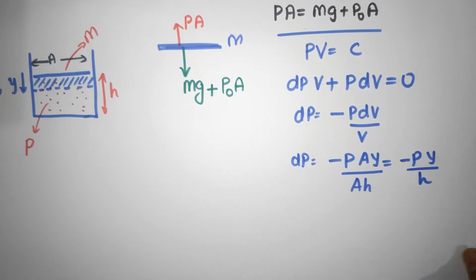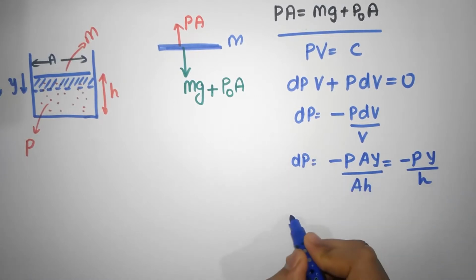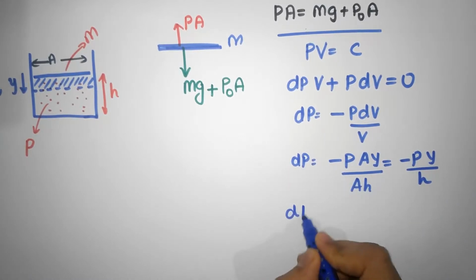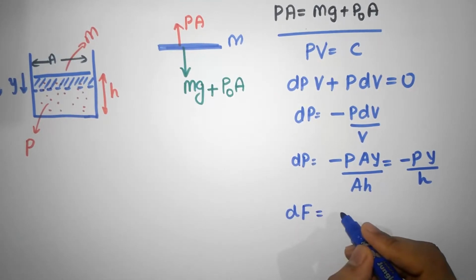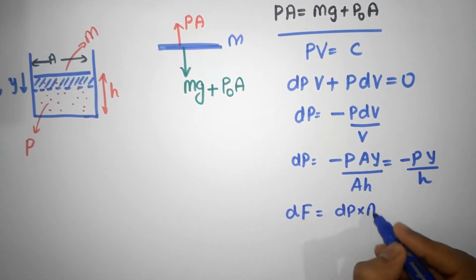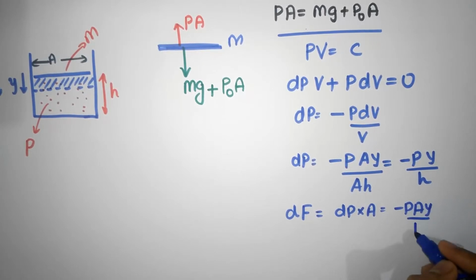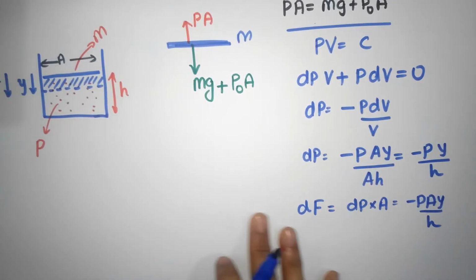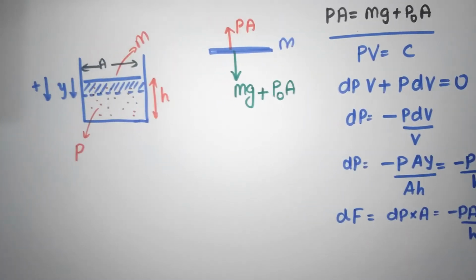So what's going to be the additional force? The additional force, dF, the extra force that's going to come on this, is going to be dP times A. So that's going to be minus PAy divided by h. That's the additional force. The minus sign is indicating it's in the upward direction, so everything makes sense now.